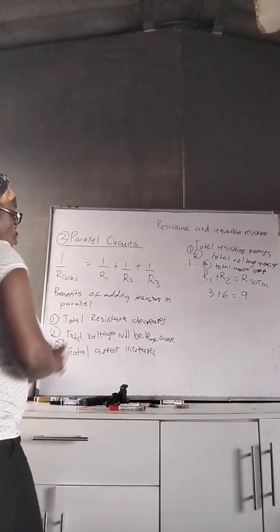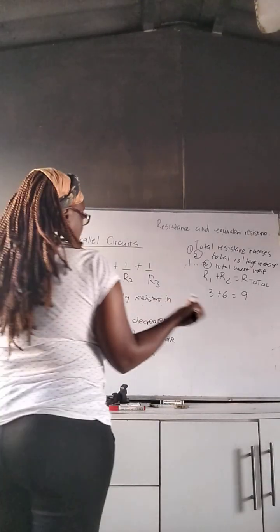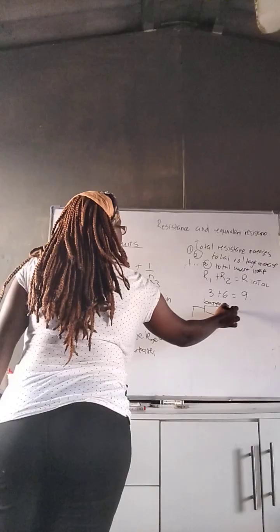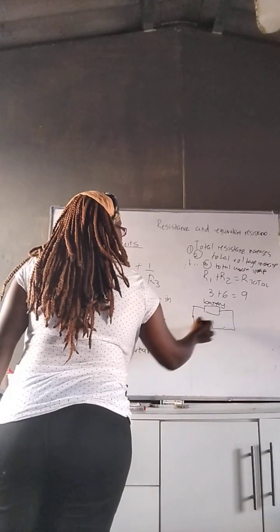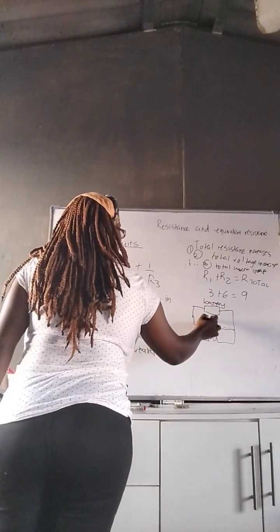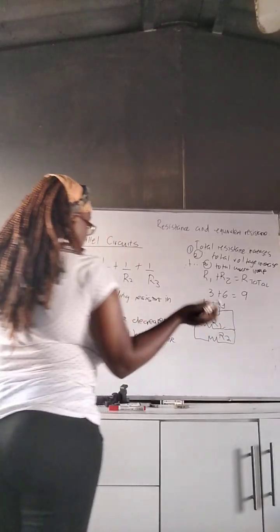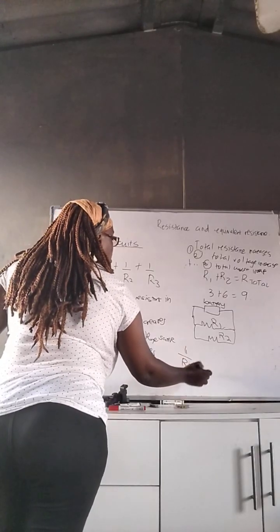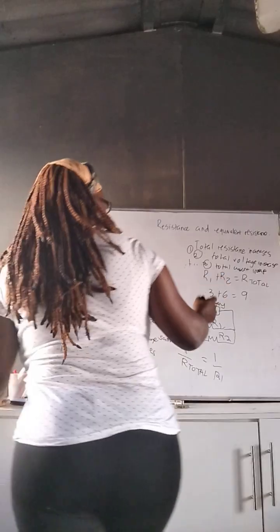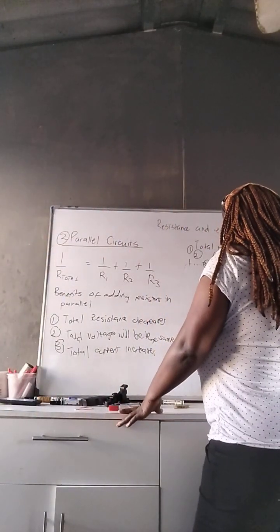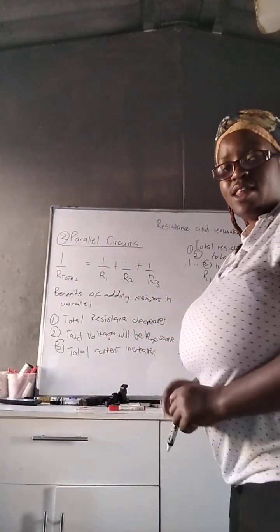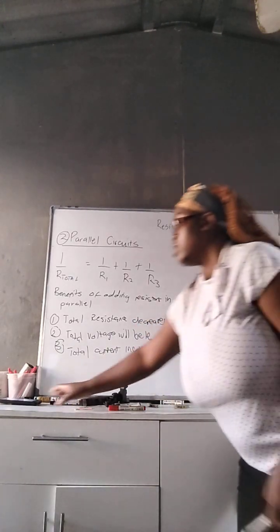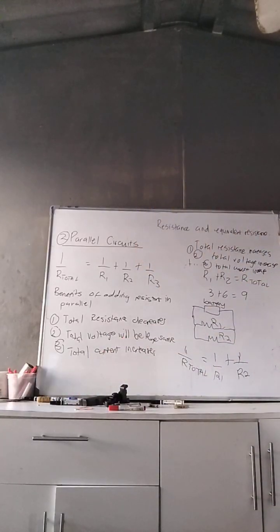Okay, so how are the resistors aligned? This will be your battery, number one. Number two, this will be our resistor, and this will be our resistor. So 1 over R total is equal to 1 over R1 plus 1 over R2, like that. So that's how the circuits will be arranged in parallel circuits.